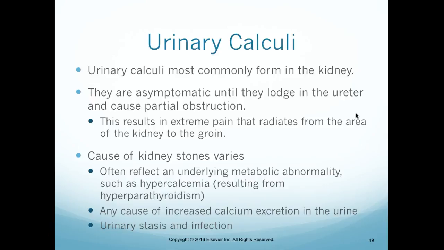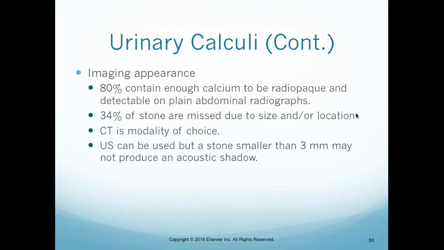All right, so there can be many different causes. A lot of them are hypercalcemia, so increased calcium within the body. 80% of these stones are radiopaque and detectable on plain abdomen x-rays, but 34% of those stones are missed due to the size or location. So if it's over fecal matter or if it's over the spine. So CT is the modality of choice.